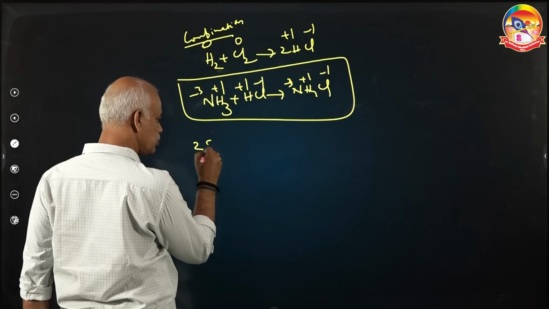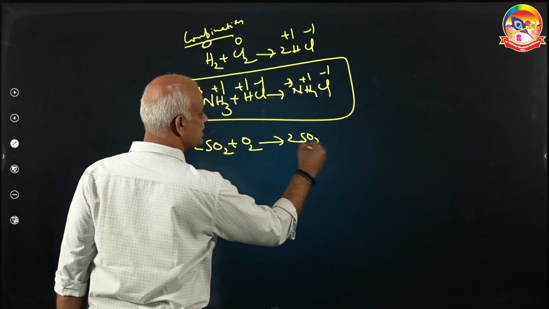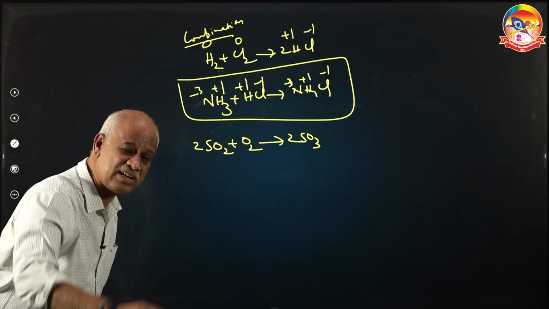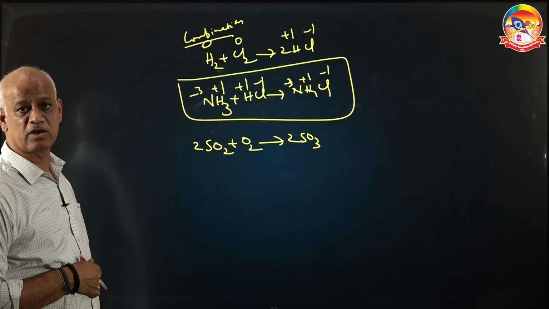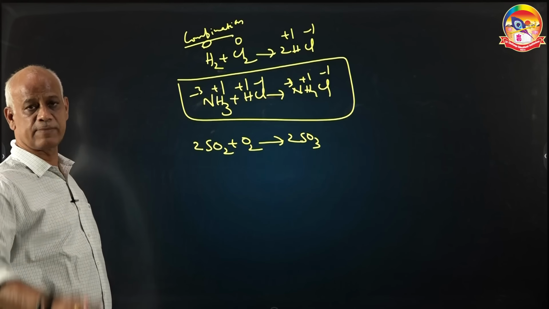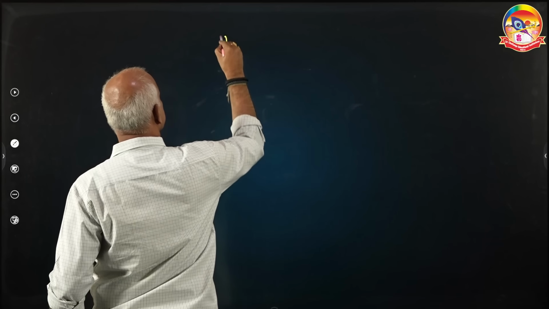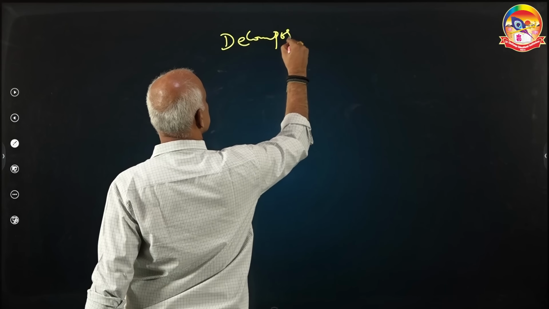For example, 2SO2 plus O2 gives 2SO3 is another example of a redox reaction, once again because one of the reactants is an element, O2. This is about combination. Exactly the reverse of combination is decomposition.